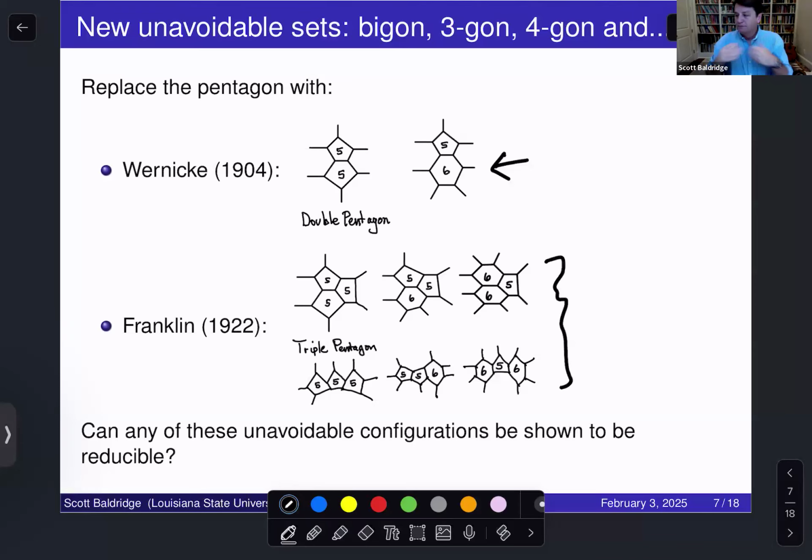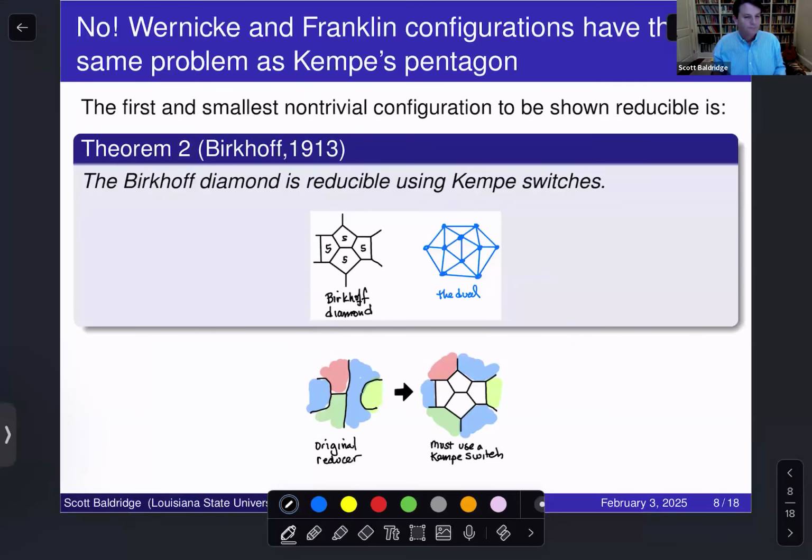And okay, maybe with one of these you can use a Kemp switch to show that everything works. And the answer is no. So these don't work either. They also suffer from the same problem that Kemp's configuration, the pentagon, has. You get yourself into a bind.